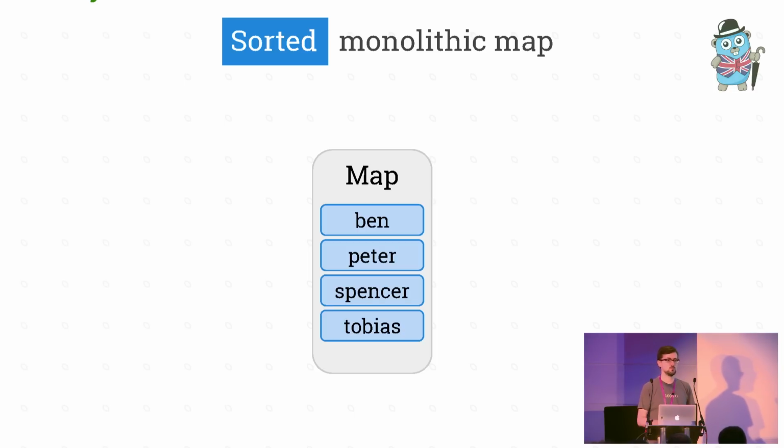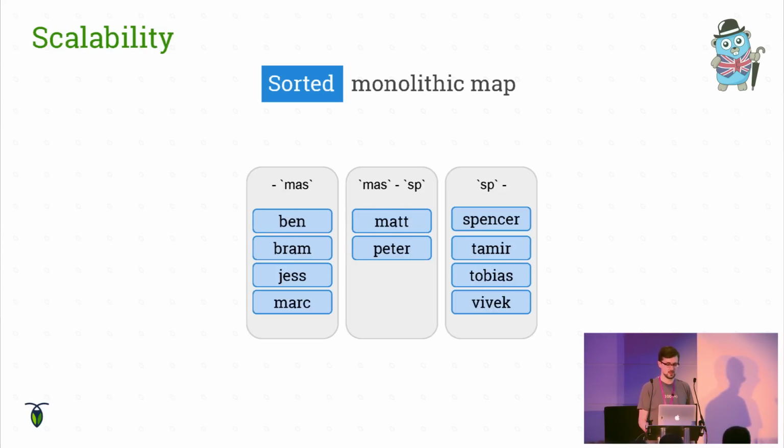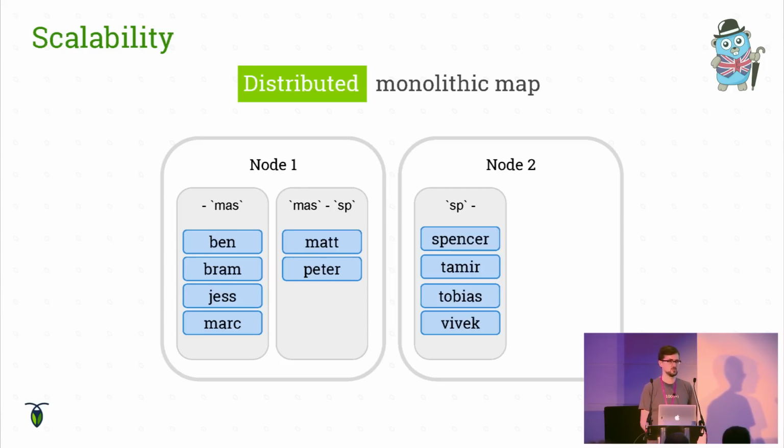So the conceptual monolithic sorted map in CockroachDB is actually made up of a series of ranges, each one covering a contiguous range of the key space. And so you have one range that contains keys from the beginning of the alphabet, and then the next range contains keys from the next portion of the alphabet, and so on. And this will continue. The data will continue to grow and split into new ranges as data comes in.